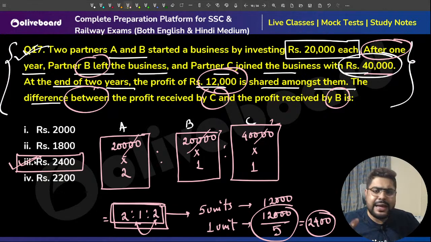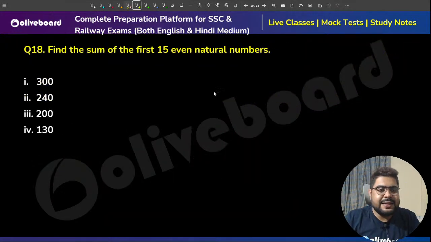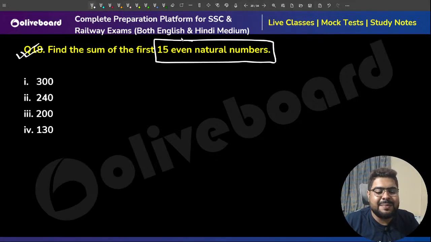It is very, very simple. Once again, I'm saying this. Sir, the sum of the first 15 even natural numbers.